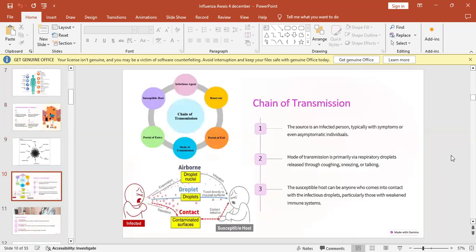Now, the chain of transmission. The source is an infected person, typically with symptoms or even asymptomatic individuals. The mode of transmission is primarily via respiratory droplets, released through coughing, sneezing, or talking. The susceptible can be anyone who comes into contact with the infectious droplets, particularly those with weakened immune responses.